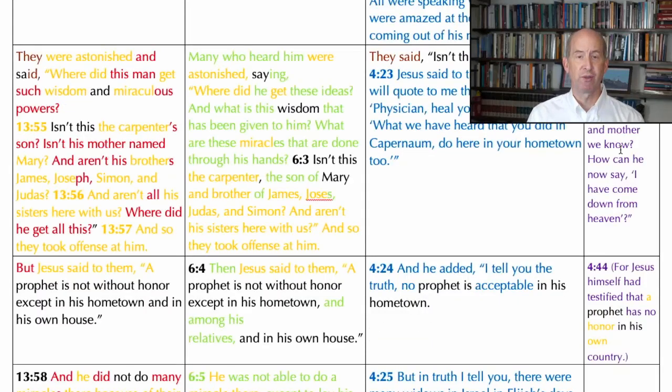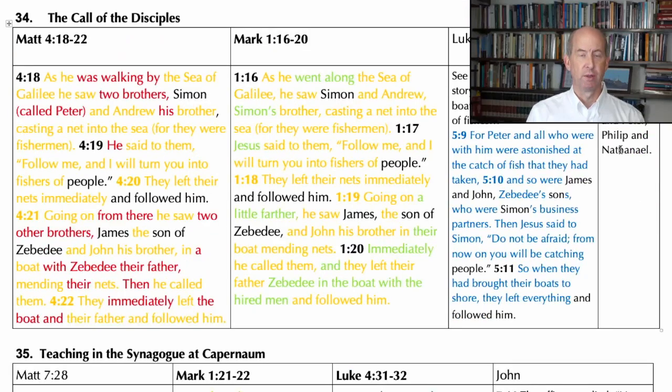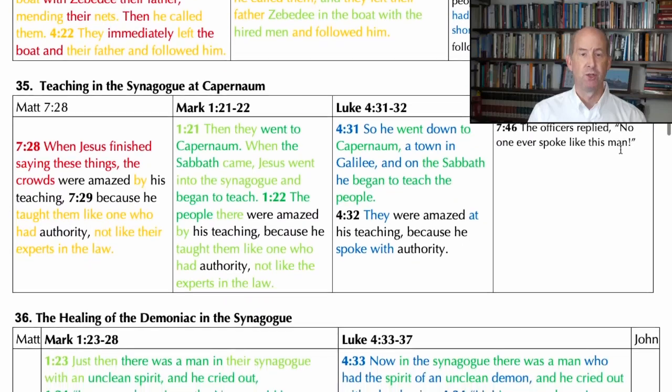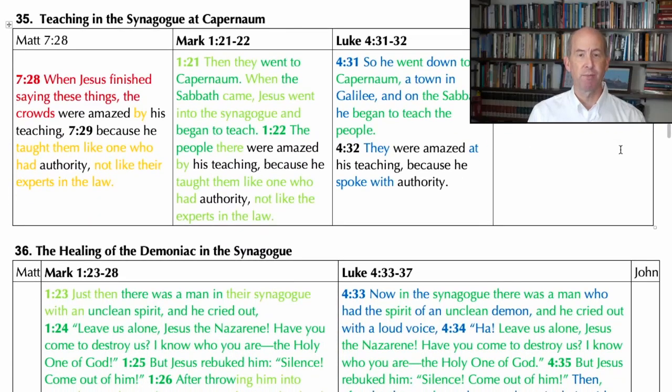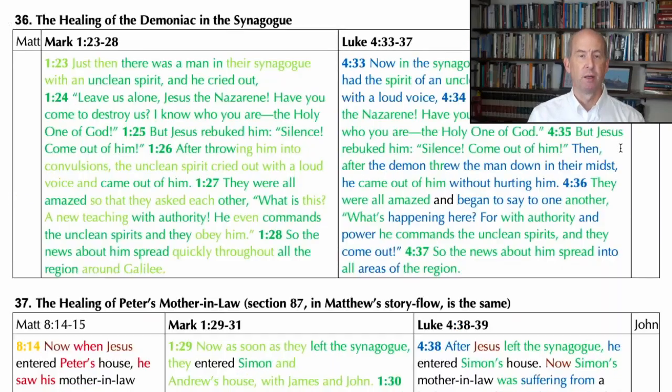Then we rejoin Matthew and Mark with the reaction of the crowds to Jesus' preaching. The next event in Matthew and Mark is the calling of the 12 disciples. There's a lot of orange here, which means a lot of overlap between Matthew and Mark. Jesus teaches in the synagogue at Capernaum in all three synoptics. And then we have a passage where only Mark and Luke record it. Matthew is silent on the healing of the demon-possessed man in the synagogue.